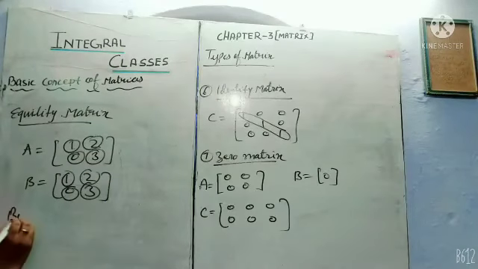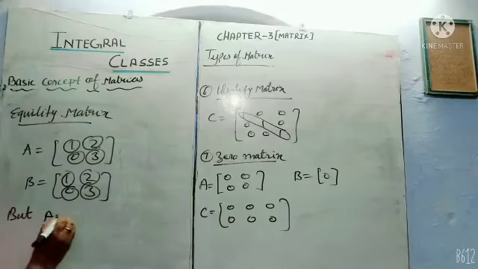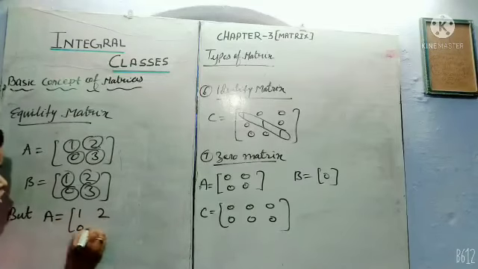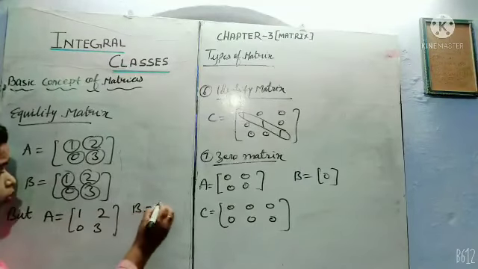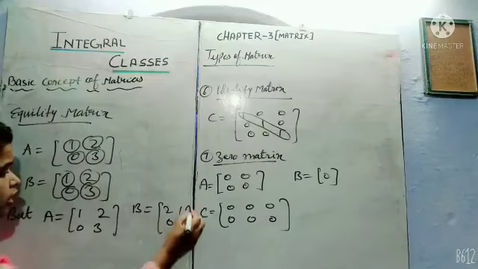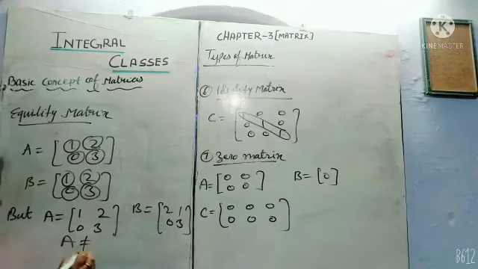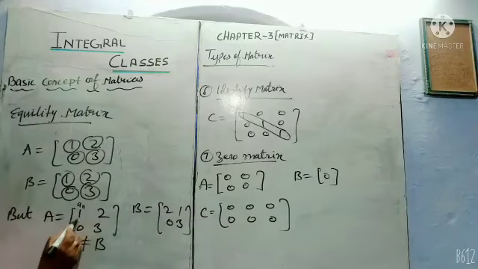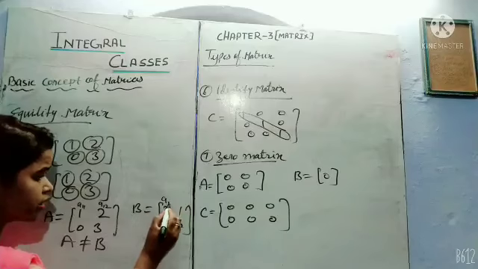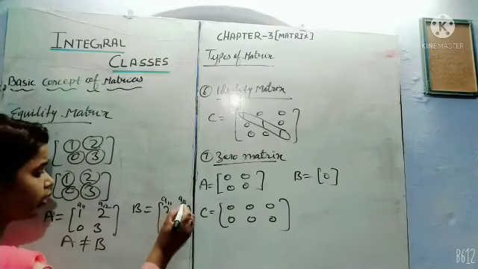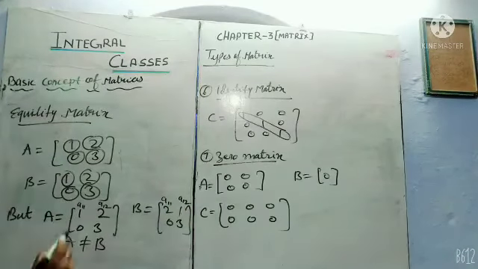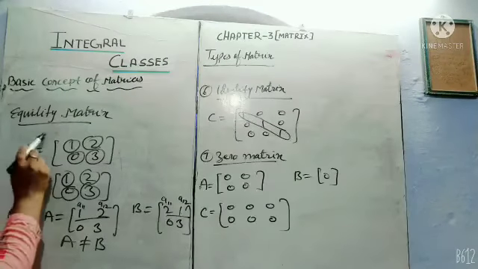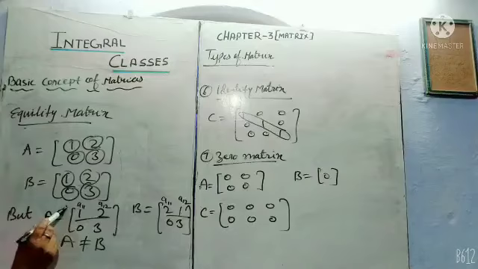But if we write A equal to 1 2 0 3 and B equal to 2 1 0 3, these two are not equal, because here 1 is in the A11 place and 2 is in the A12 place, while in this one 2 is in the 11 place and 1 is in the 12 place. So these are different from each other. This type of matrices is called equal matrices.